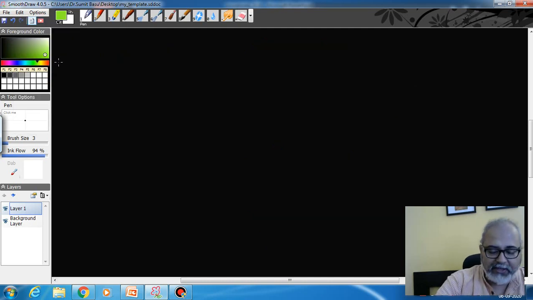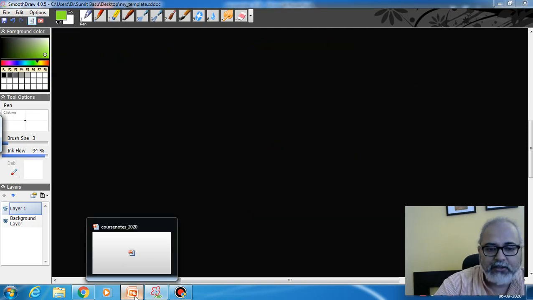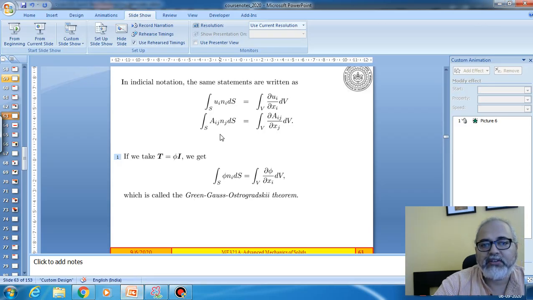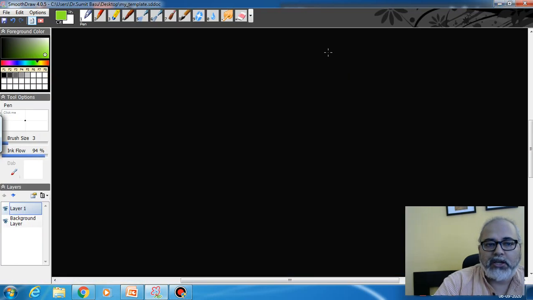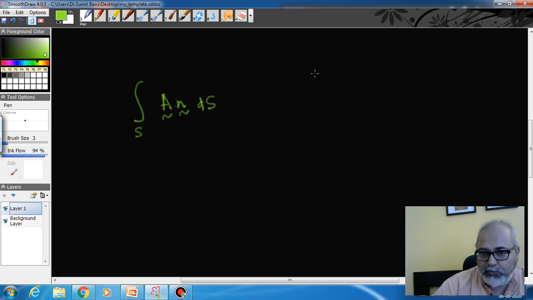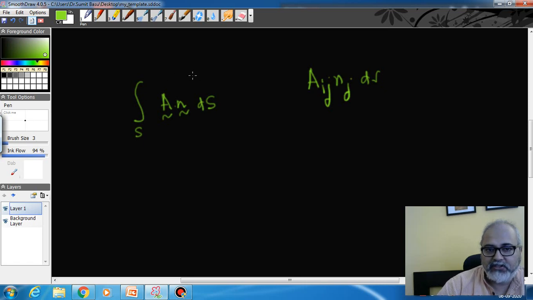so we can actually do this for other quantities as well. We can use this for, let's say, a second order tensor. The moment I see a second order tensor surface integral, let's say A n ds, components of which are written as a_ij n_j ds. So this has three components because this is a vector.